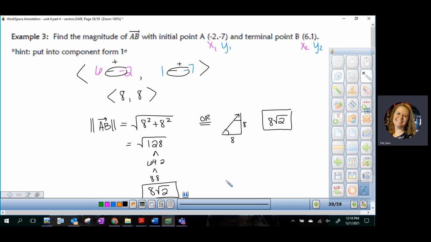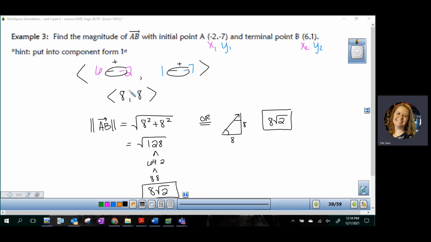8 square root of 2 is correct. And this is another one that turns out to be a special right triangle. There are actually 3 ways you could figure out the magnitude once you have it in component form. The component form would be 8, 8. You can jump straight to this portion of the distance formula, draw it out and do Pythagorean theorem, or draw it out and realize that's isosceles. So that would be 8 root 2.